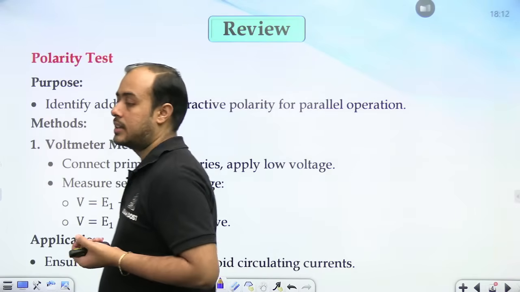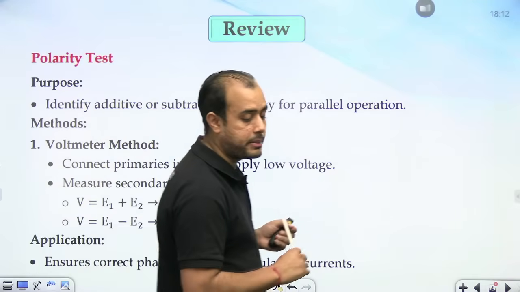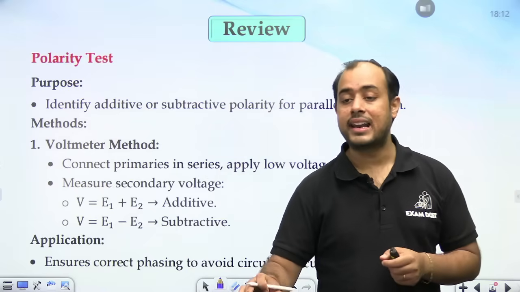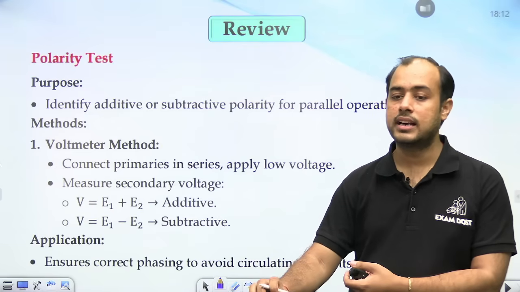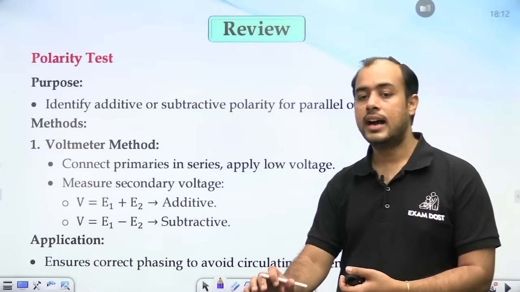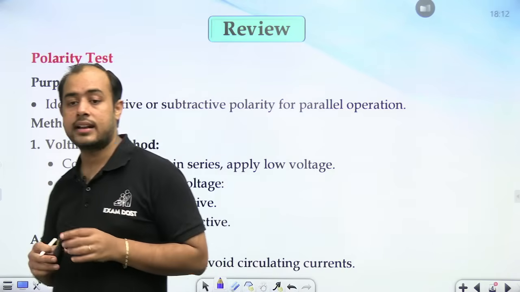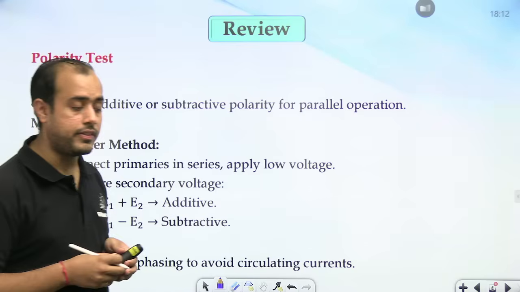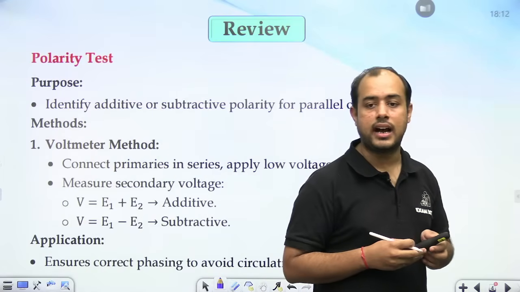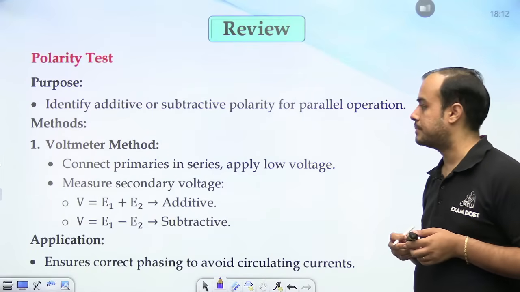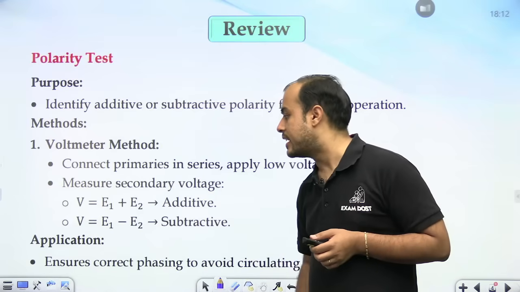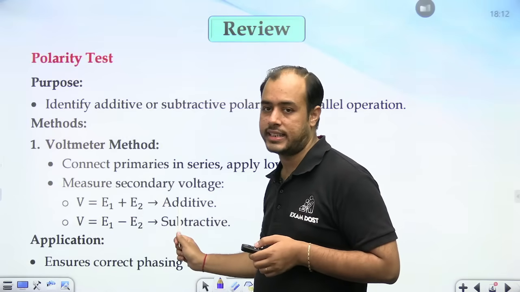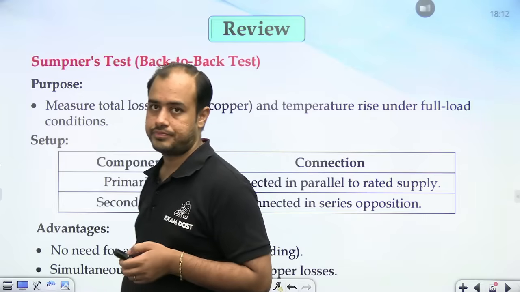Polarity test is to judge the terminals having the same polarity on primary or secondary. Why? For parallel operation. If we know the terminals having the same polarity on primary and secondary, we can connect them in a proper manner for parallel operation. Otherwise there will be circulating current, which can damage the transformer. Now, we connect the primary in series and apply a low voltage. Measure the secondary voltage. If the voltage is E1 plus E2, it is additive. If E1 minus E2, then it is subtractive.